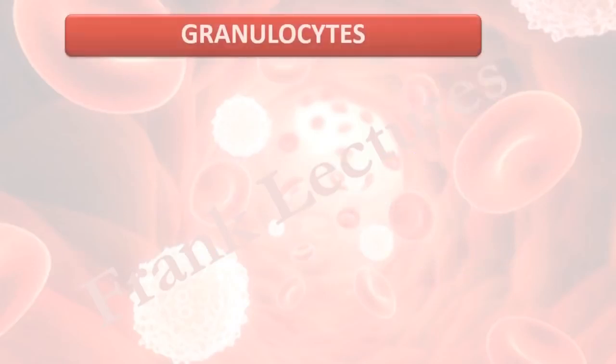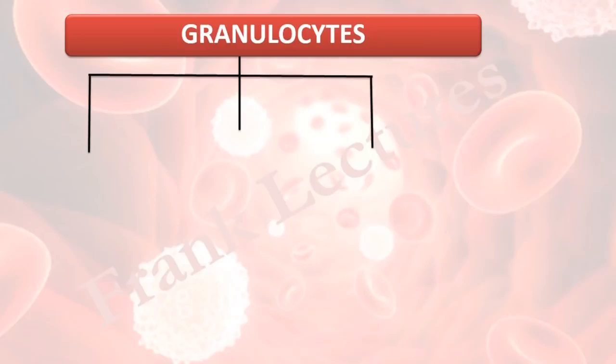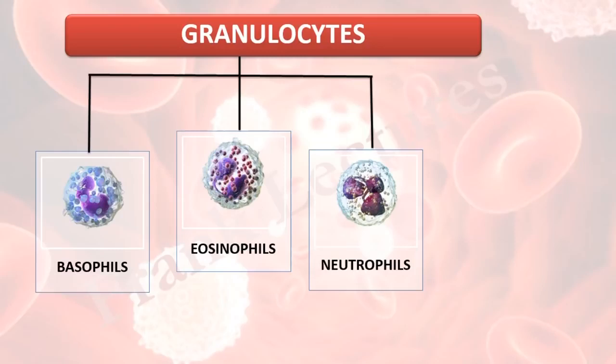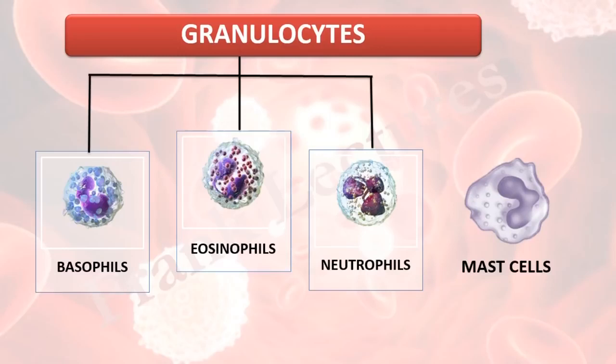So, in this video lecture, we studied granulocytes which are of 3 types: basophils, eosinophils and neutrophils. We also studied mast cells which are similar to basophils in appearance and function. In the next video lecture, we will cover agranulocytes.